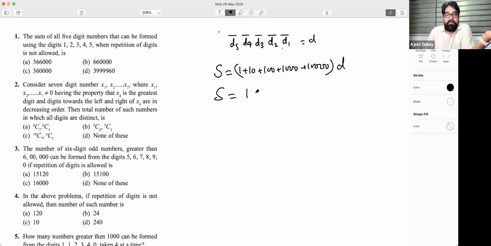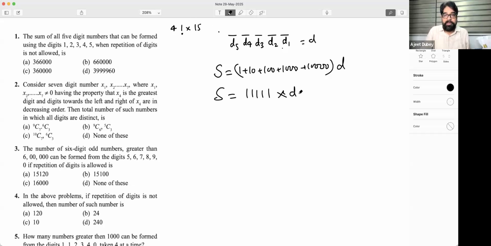So the sum will be equal to 11111 times D. D is what? The sum of any place. Whatever number you're forming, 1 will come how many times? 4 factorial times. 2 will also come 4 factorial times, 3 will also come 4 factorial times. Why 4 factorial? Because if you fix 1 here, the other 4 places can be filled in 4 factorial ways. So the sum of the unit place will be 4 factorial into 1 plus 2 plus 3 plus 4 plus 5, and that will become 15.